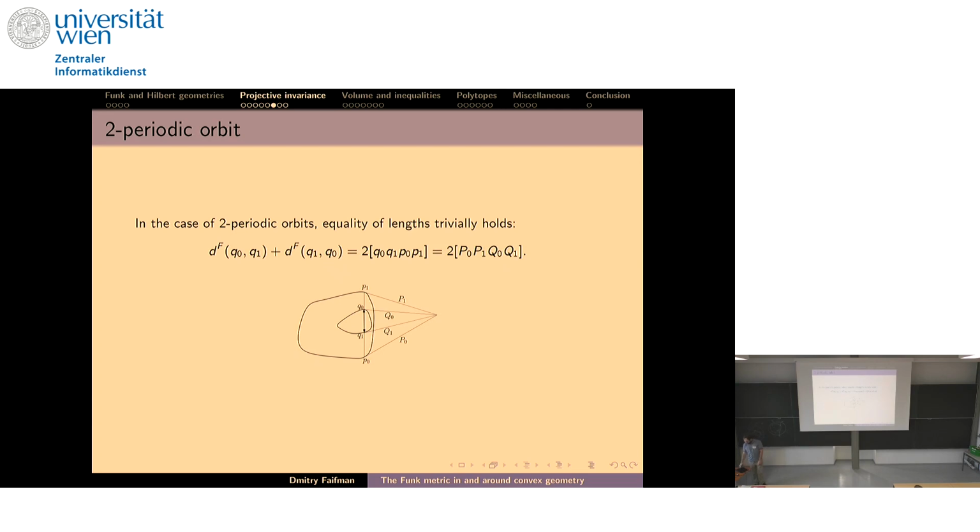But for more general orbits, it's not so easy. So periodic is a trajectory with 2 bounce points, which is periodic.